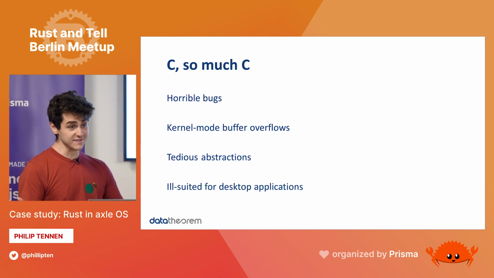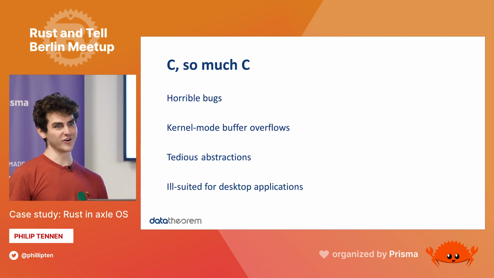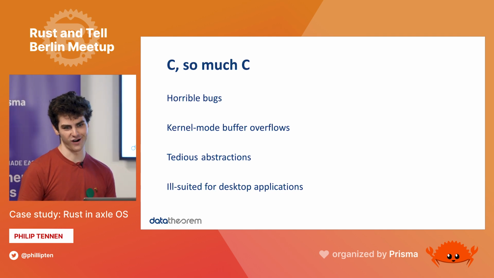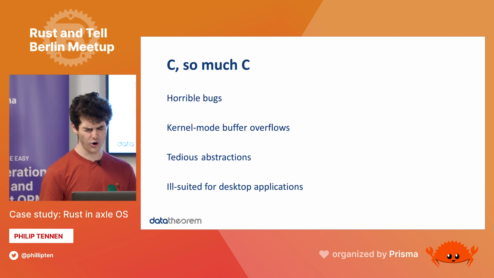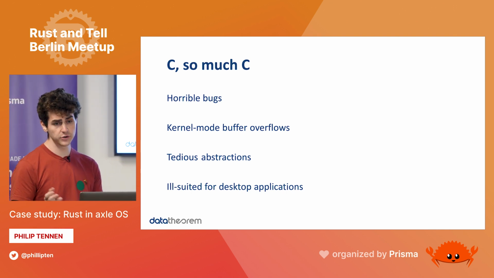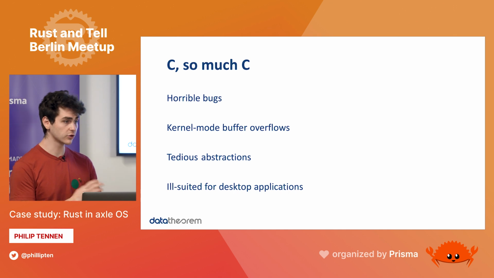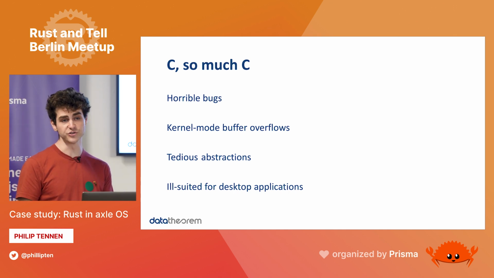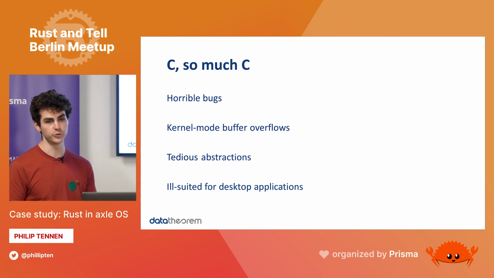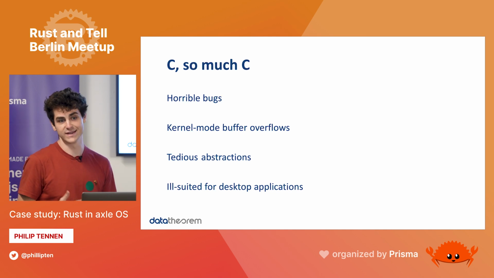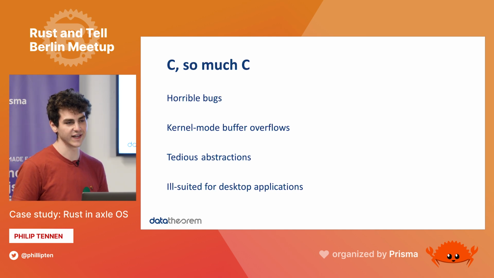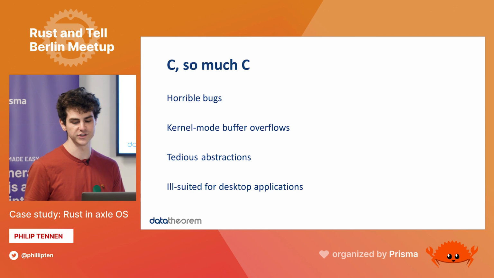Axle is written in lots of C, way more C than I ever intended to write in my life, but here we are. And this comes with just really horrible, horrible bugs. And not only really difficult bugs in kernel space, but also it's just an ill-suited tool for a lot of the things that I want to do, building desktop applications, building more high-level productivity software. It's just too difficult, and I was looking for a different tool to use.